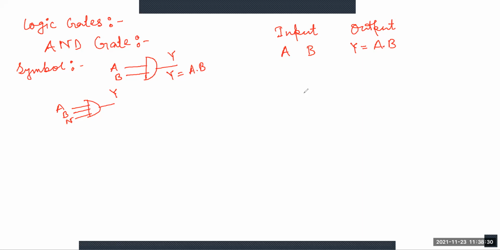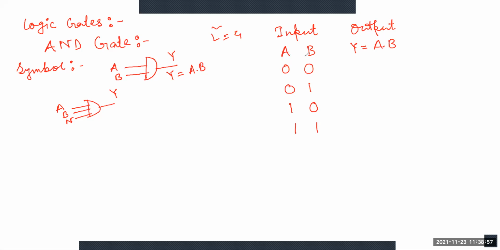2 to the power n. Yes, 2 to the power n. Here it is 2, so 2 to the power 2 means 4. So this is the binary concept. We have two levels, 0 and 1. So I am just writing here the combinations. The first one is 0 0, second one 0 1, third one 1 0, and fourth one 1 1.